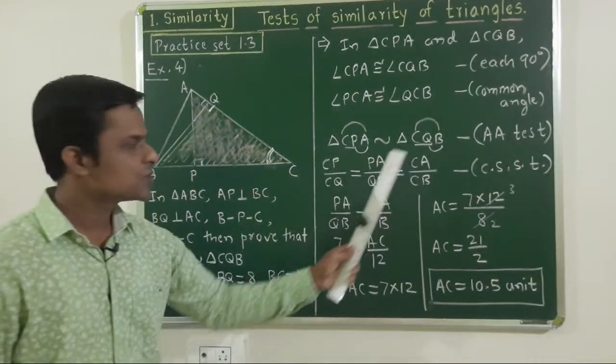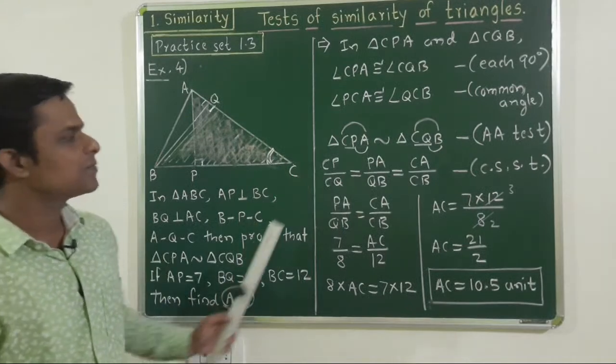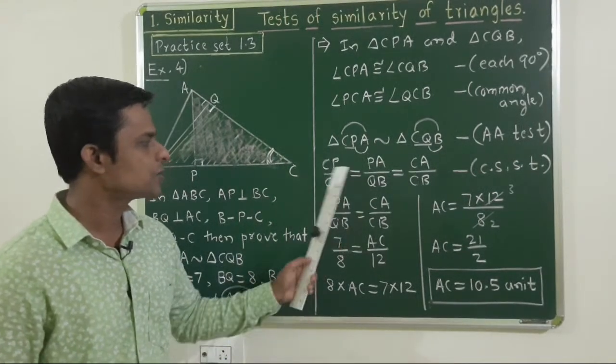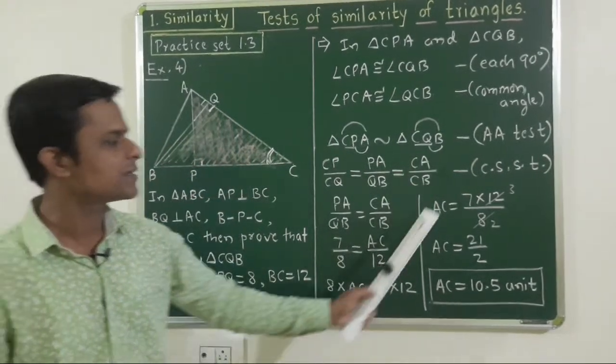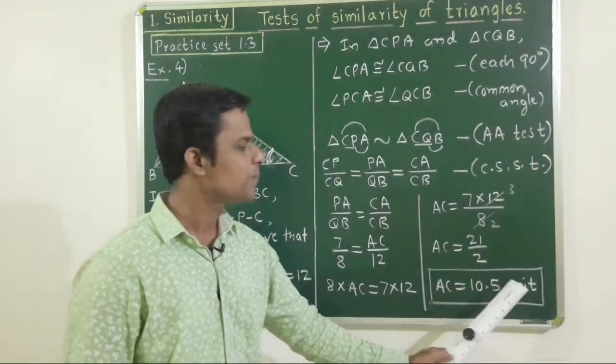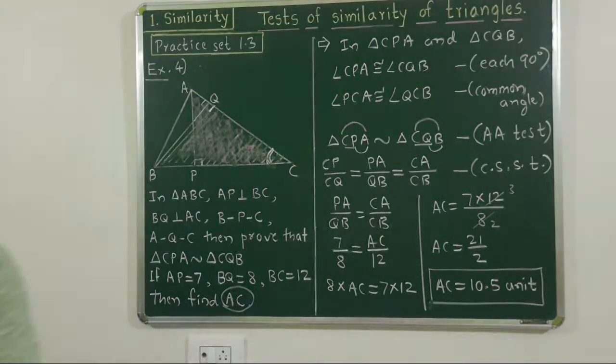Now out of these three ratios we want only two ratios. Since we don't want this ratio, since nothing is given about CP and CQ, therefore we will not use this one. Therefore writing these two ratios again and putting values, then we will get AC is equal to 10.5. Means we got AC here. Take screenshot of this, then we'll move towards next example, that is example number 5.